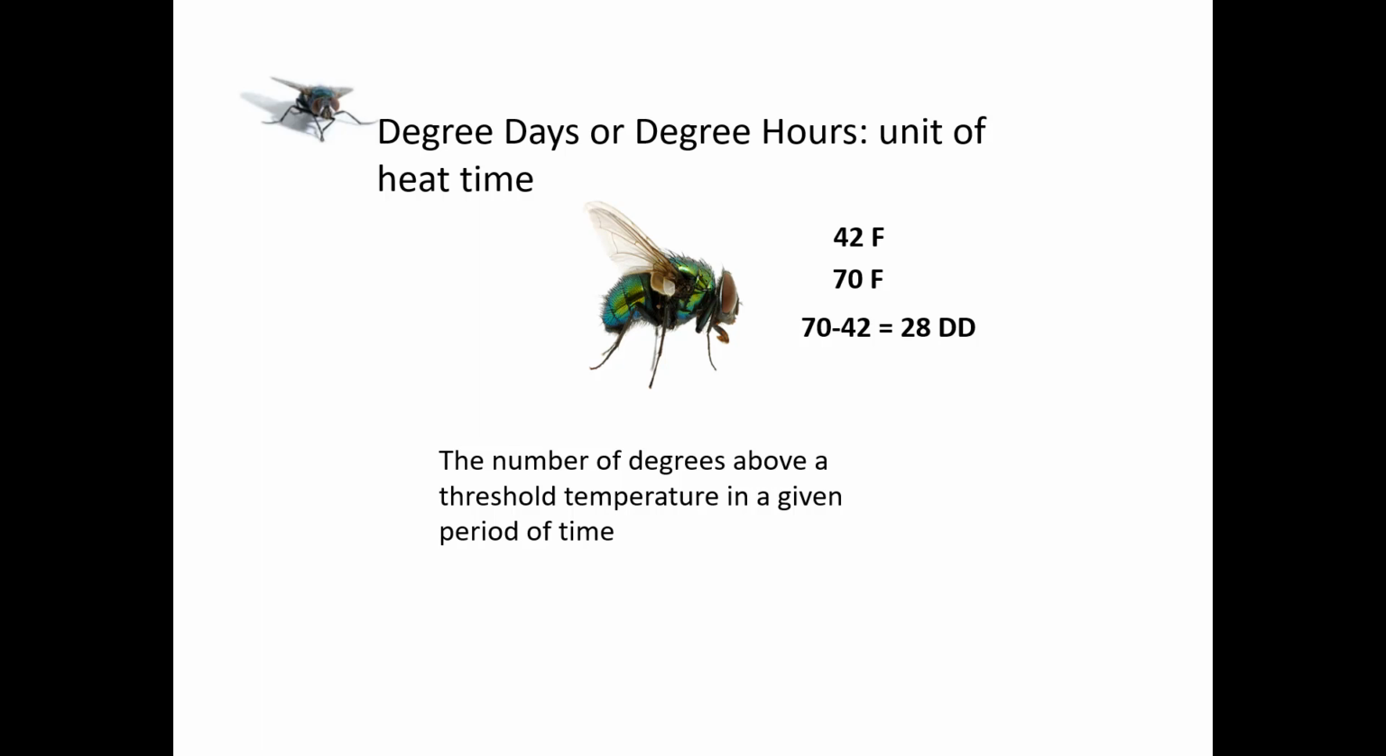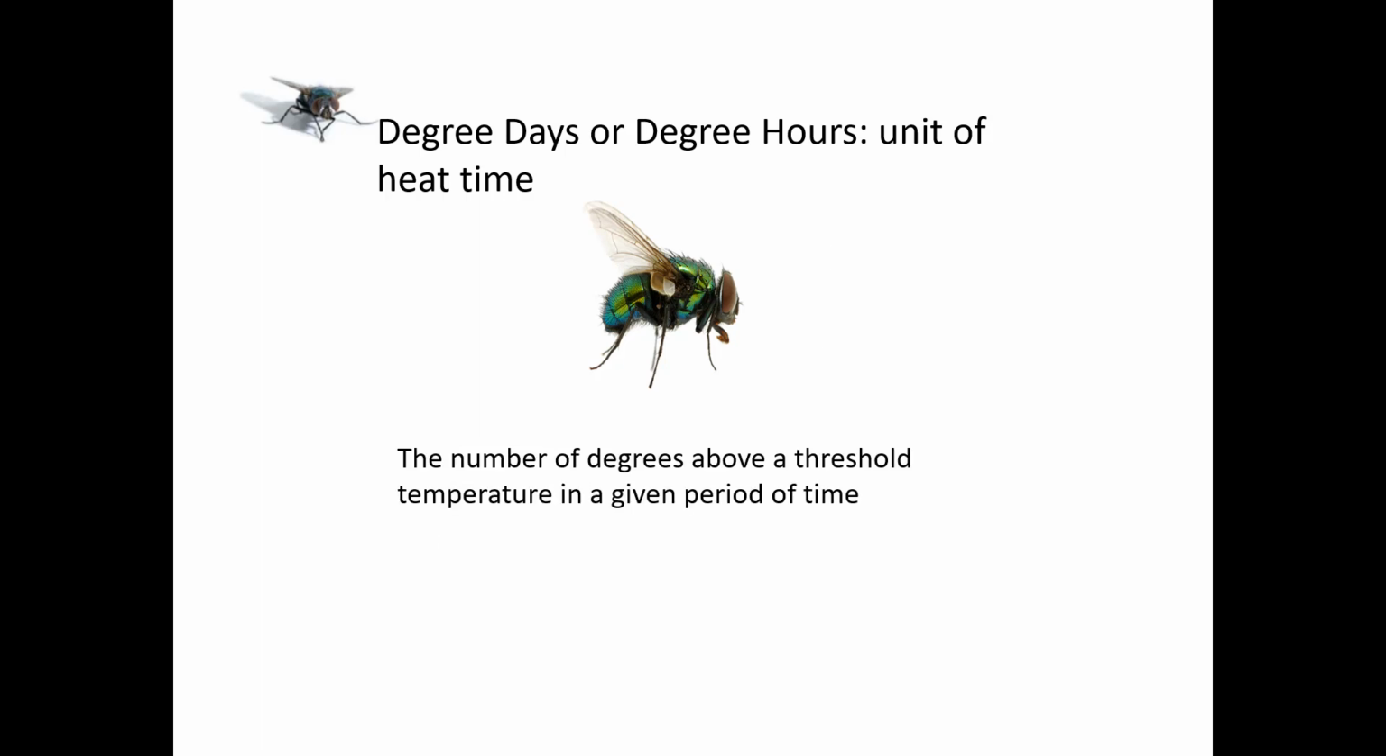If I had a fly that had a higher threshold temperature, this would be a little different. If I had a fly that had a lower threshold temperature, this would be a little different. But remember, that will be given to you. Average temperature minus the threshold times the unit of time. So we could do the same exact thing for degree hours, right? So the number of degrees above a threshold in a given period of time, same exact idea.